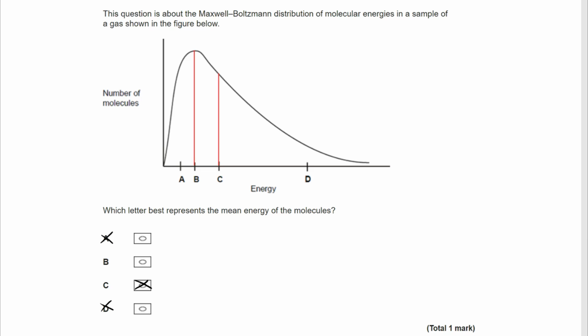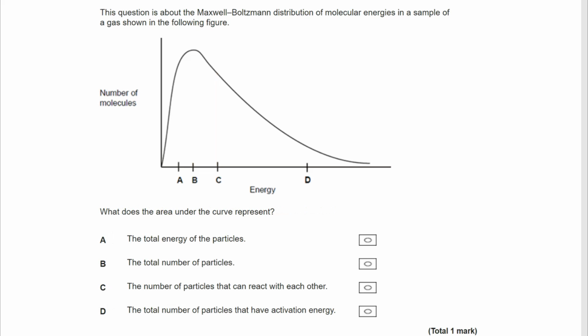The mean energy is always shifted slightly to the right of the most probable. The most probable is the modal, but remember that the mean is going to be skewed by the fact that a small number of particles have very high energies, and that's why it shifts to the right in the way that we see, and we get to the answer C. Next question.